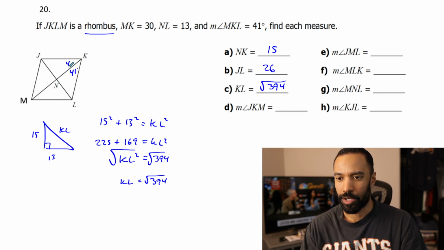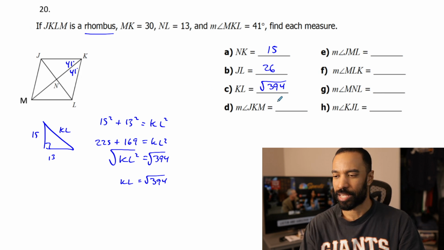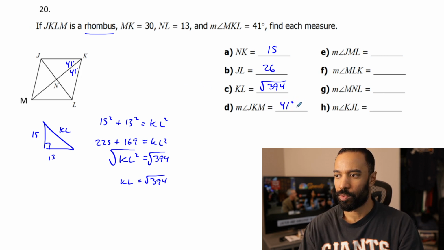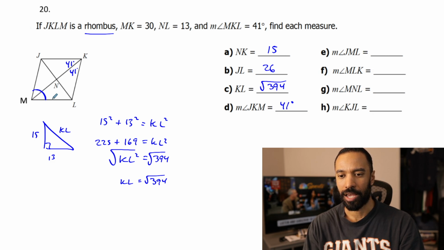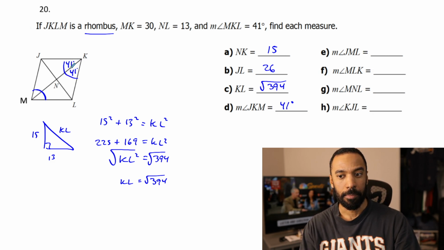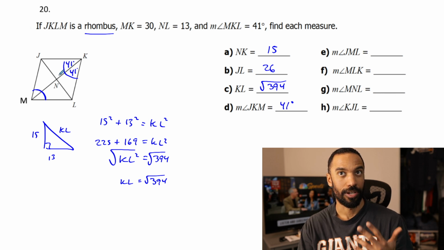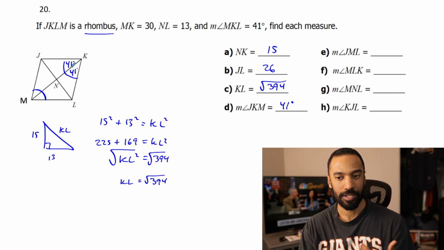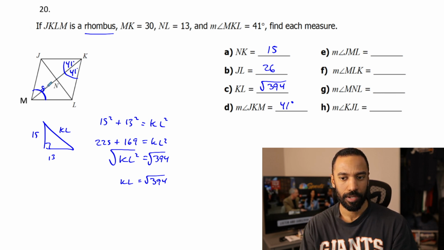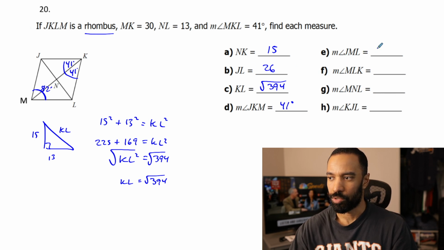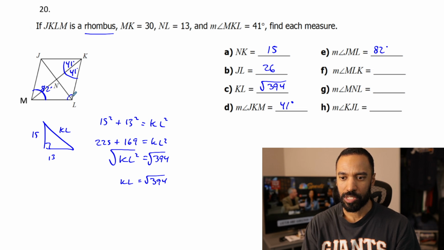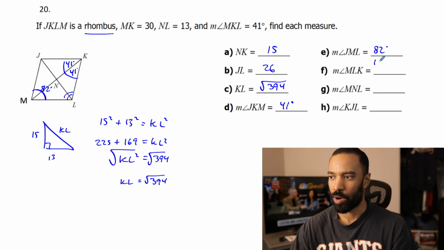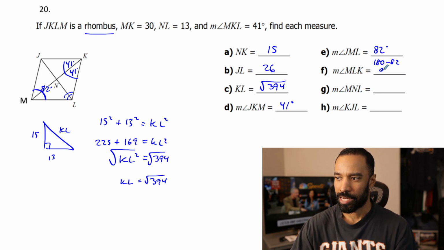Well, if this one's 41 degrees, so is this. Angles are bisected by those diagonals. So 41 degrees. JML is this entire other side angle. Now, in a parallelogram, like a rhombus, opposite angles are congruent. So 2 41s is 82. So that's going to be 82 degrees. MLK should be supplementary to these ones. So 180 minus 82, and that'll be 98 degrees.